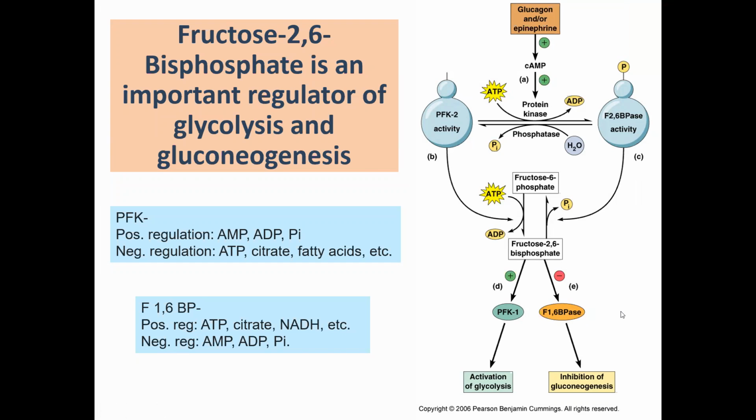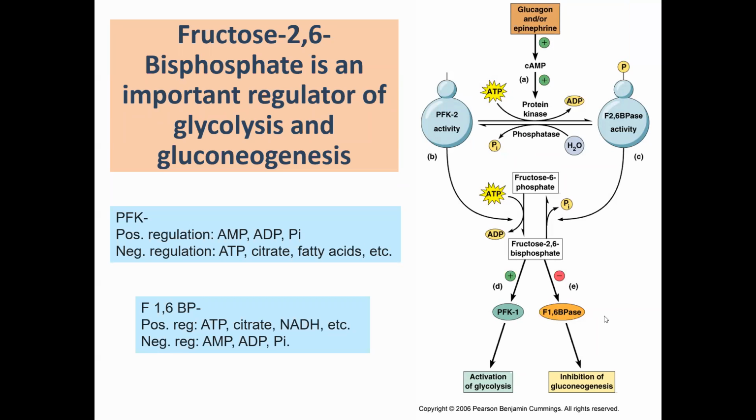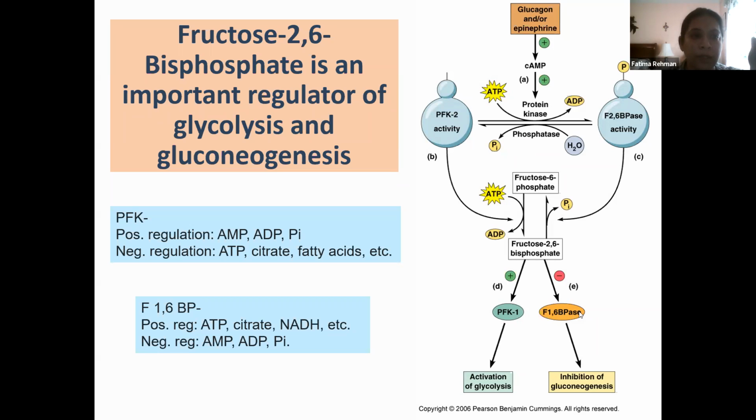Does this happen all the time? Yes. There's always some level of activity for these happening at all times. So in an example where you have an equal amount of gluconeogenesis and glycolysis happening, you would have a similar amount of PFK1 and F1,6-bisphosphatase activity in your cell. In places where you have more glycolysis happening, you will have activation of PFK1 at a higher level than the inhibition of the phosphatase activity.